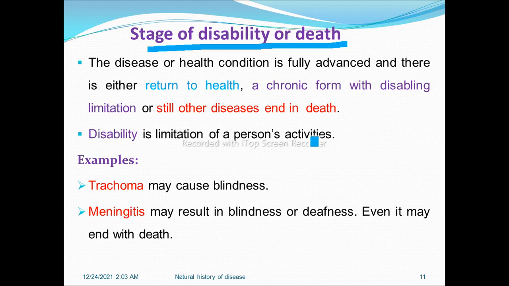Disability is the limitation of a person's activity. If a person's activity is limited in different ways, we can say disability. Examples are trachoma, which may cause blindness. This is disability. Meningitis may result in blindness or deafness. This is disability. It may even end with death. So this is considered the stage of disability or death or recovery.